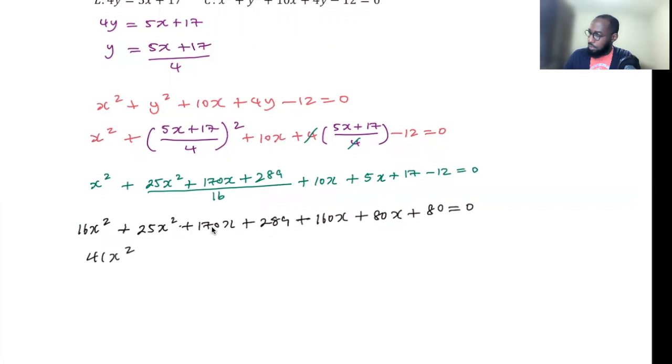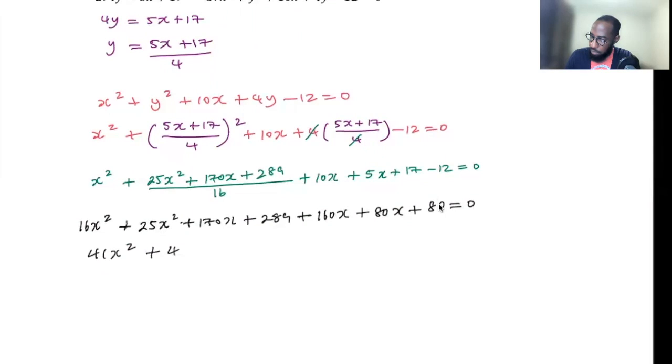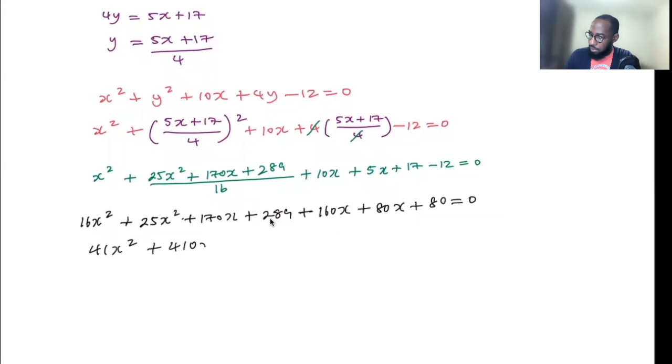170 plus 160. Anything else? Plus 80. That is 410x. And let's look for the constants now. So 289 plus 80. That is, so just have an x here, plus 369. That is equal to 0.